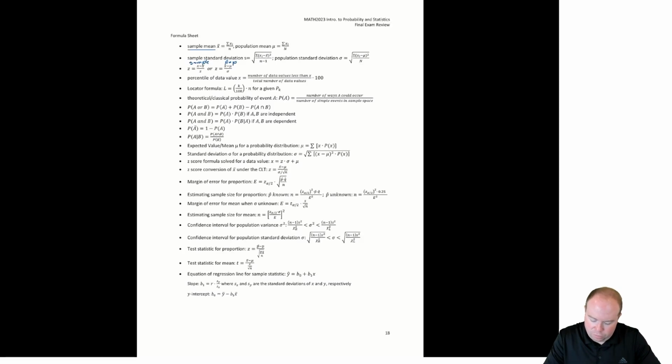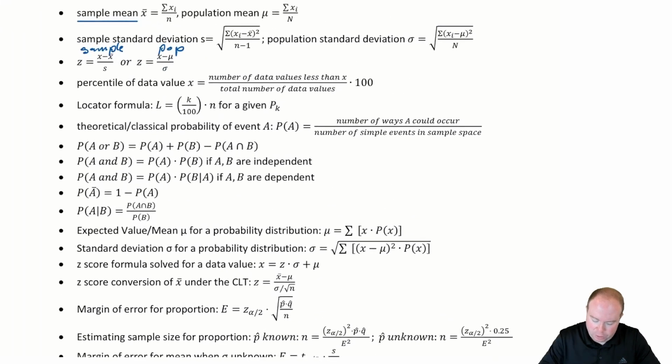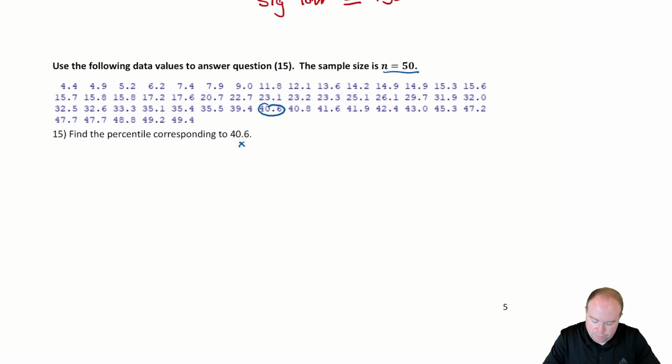And we can look at our formula sheets. So we have a formula for the percentile of a data value. It's just going to be the number of values strictly less than the value, divided by the total number of data values, times 100. So the number of values less, we will have to count this.